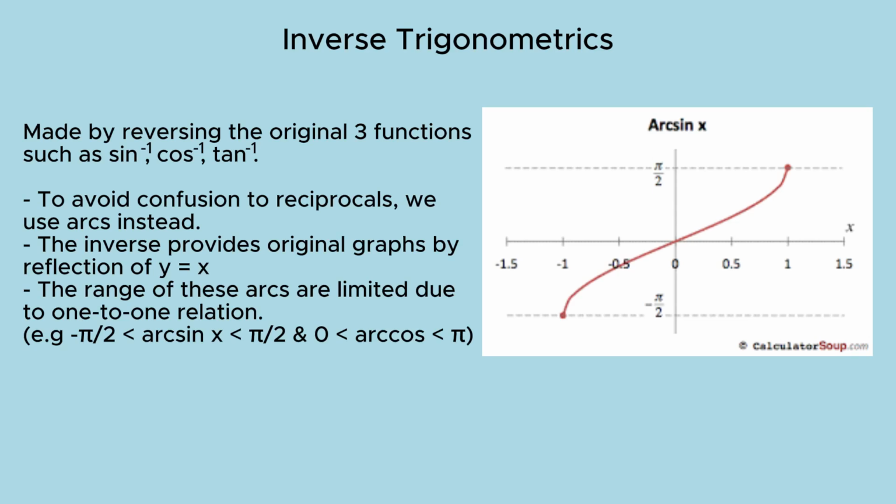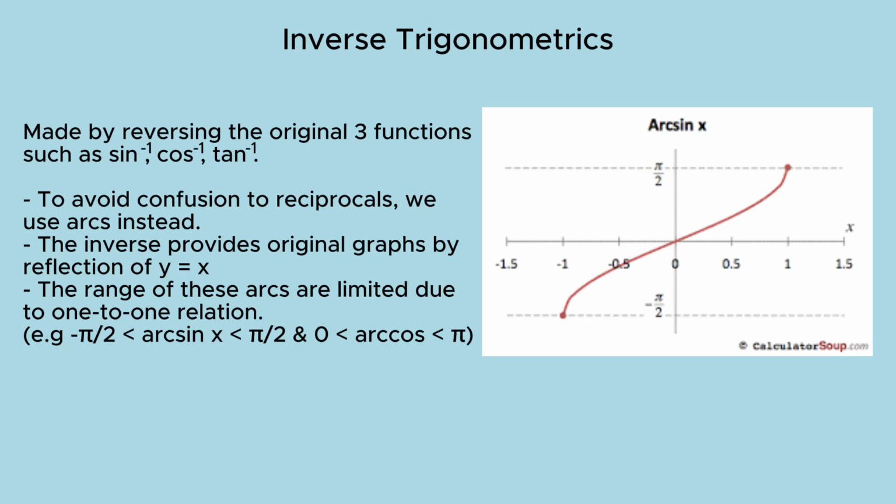However, the range of these arcs is limited due to the one-to-one relation, mainly because the sine, cosine, and tangent functions are continuous and repeating. So to make it look like they can do the reverse, eventually the range is limited. For arcsine, it is in between negative half a pi to half a pi. As for arc cos, it is limited to 0 to pi.